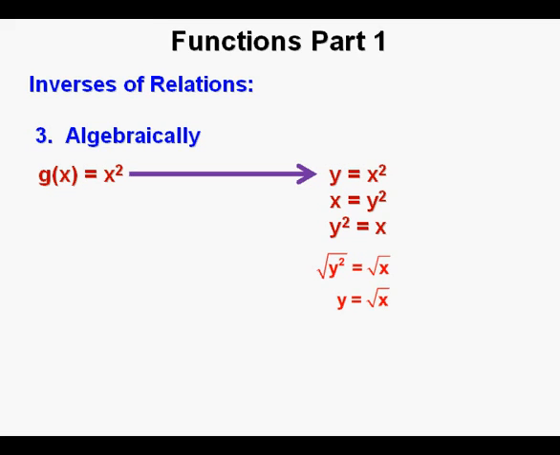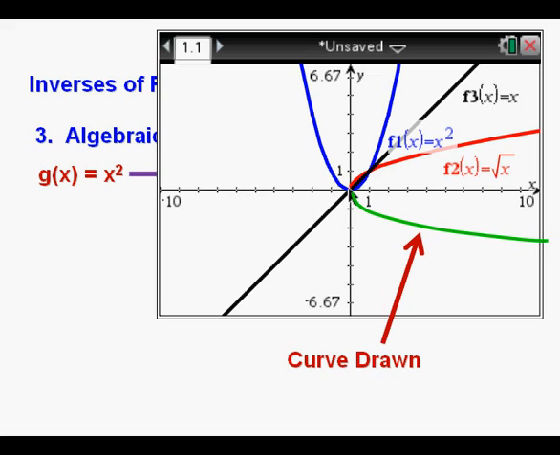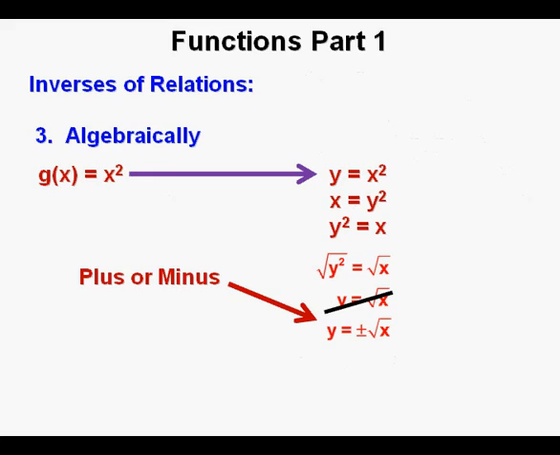Now let's graph both these functions. Now let's add the line y equals x. We can see the reflection about the line y equals x. But what happened to the other half of the parabola that now I've drawn in green? The reason that green portion was not graphed as part of the equation is that we need to have y equals plus or minus the square root of x.